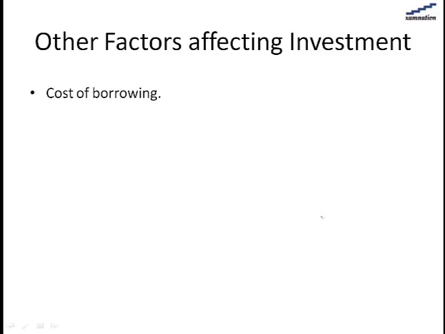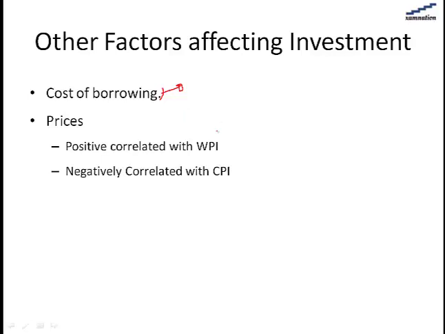Other factors affecting investment: cost of borrowing, indirectly affected by uncertainty, of course. Apart from uncertainty, cost of borrowing is also affected by the money supply, people's desirability, return, all those things also affect the cost of borrowing. Prices also affect the level of investment. The higher the WPI, that is wholesale prices, the more investment there would be, but it is negatively correlated with CPI. The more the CPI, the consumer price index, the less will be the investment.